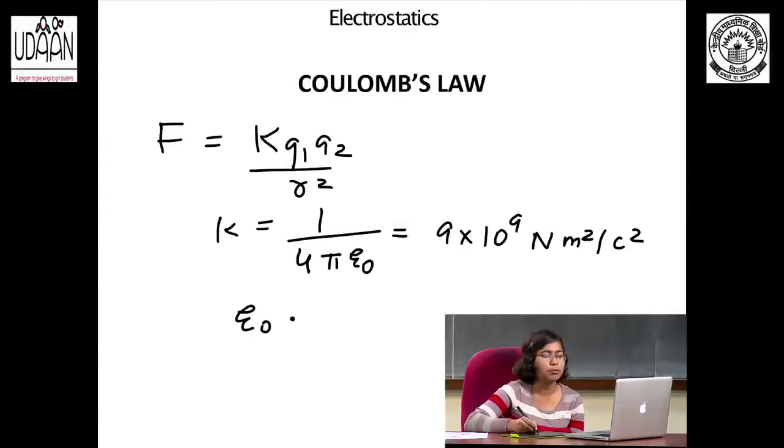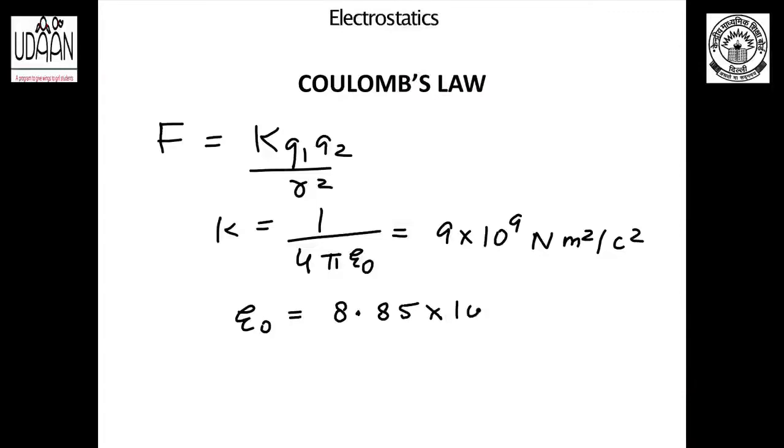Epsilon naught is the permittivity of the vacuum, whose value is equal to 8.85 into 10 to the power minus 12 with the units just reverse of that of K, that is Coulomb square per Newton meter square. In the figure, you can see that there are two charges Q1 and Q2. The force on the charge Q2 due to Q1 is denoted by F21, which is along the line joining the two charges.